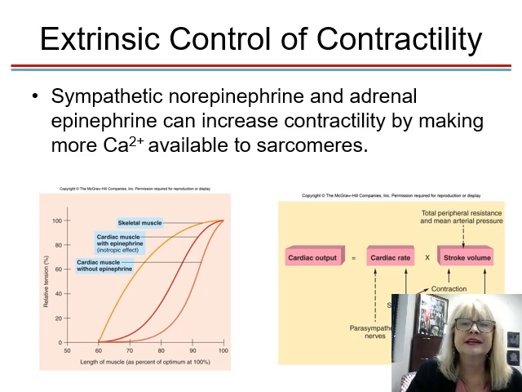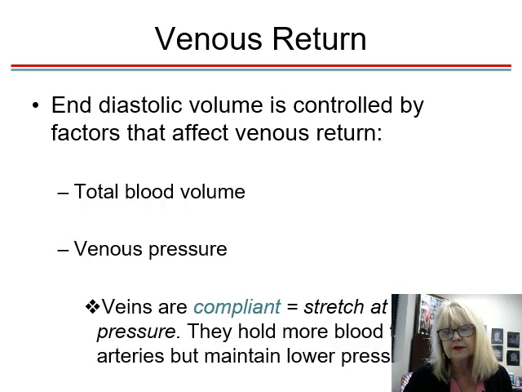And notice that the decline is steeper for the cardiac muscle than for the skeletal muscle, and this demonstrates the importance of the Frank-Starling relationship in the heart physiology. So at any length, however, epinephrine increases the strength of myocardial contraction, demonstrating a positive inotropic effect.